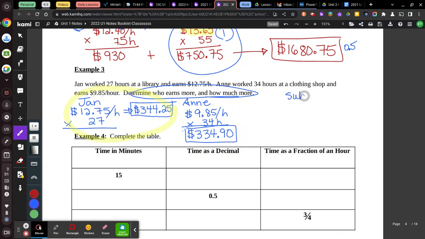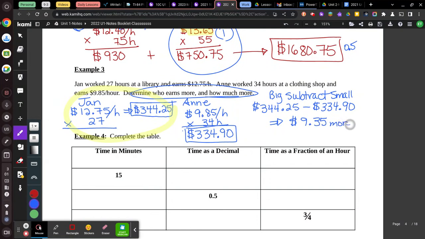So now we subtract. We take the big number, subtract the small number. So we're going to take our 344 and 25 cents and subtract $334.90. And that's going to give us a difference of $9.35 more. So we would say Jan made that much more. Okay, so Jan made $9.35 more than Anne did.